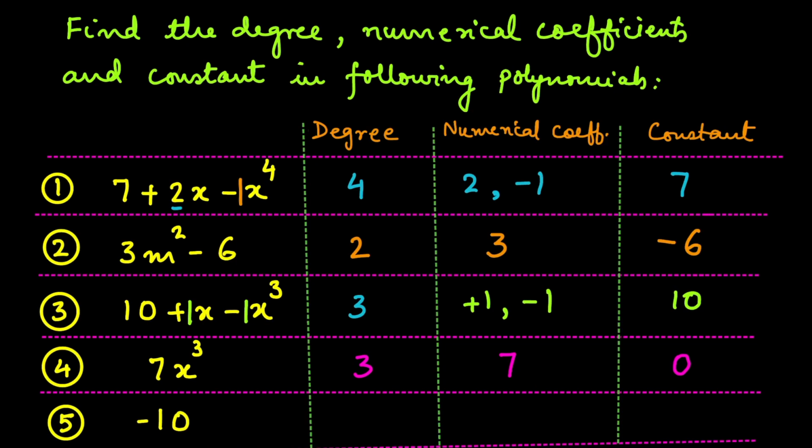Next, it is example 5, -10. That means there is no variable, so we take the degree as 0. Since there is no variable, we cannot write the numerical coefficient, so we just leave it blank. And what is the constant? This itself is the constant, so we write the answer -10 here.